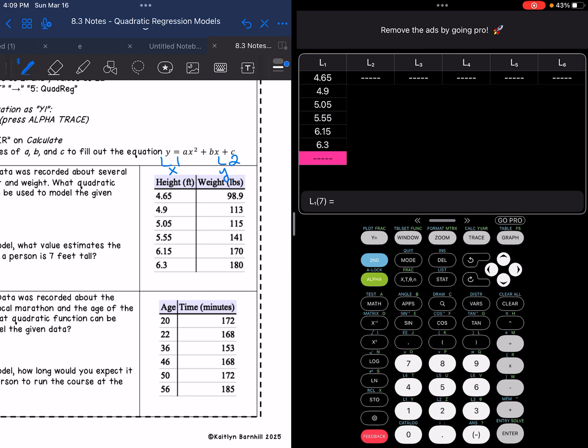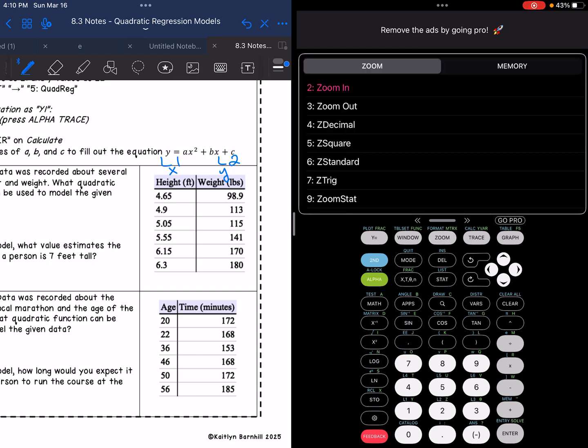Just know that with your calculator, if you type in a really long decimal or a fraction, it's going to look like it's rounding it. But when you go back on top of it, it will show you at the bottom of the screen what it was before. All right, so don't freak out if it does that. All right, so for L2, that's my y's. So I've got 98.9, 113, 115, 141, 170, and 180.